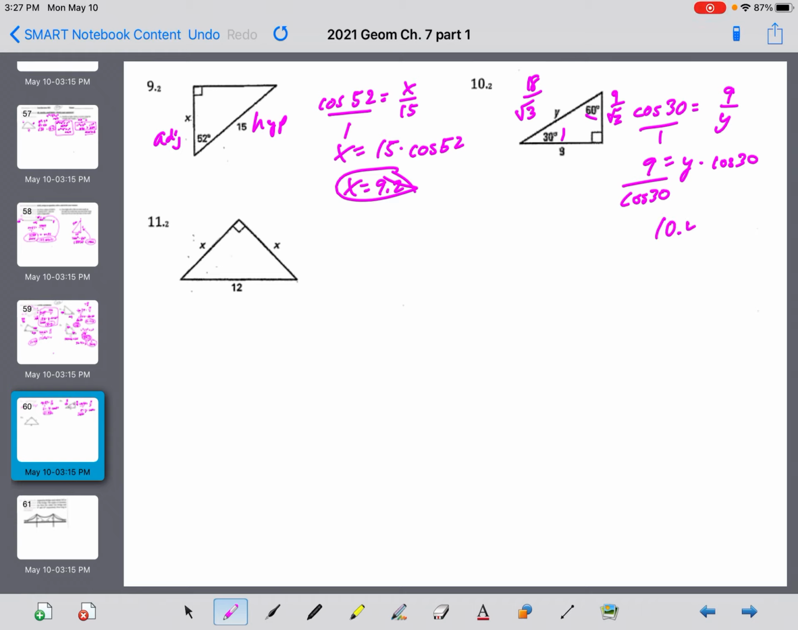10.4 is equal to y. Now this is equal to 10.4, but if you don't want to remember the shortcuts, use trig. Use trig. And the last one here, we could do Pythagorean theorem.